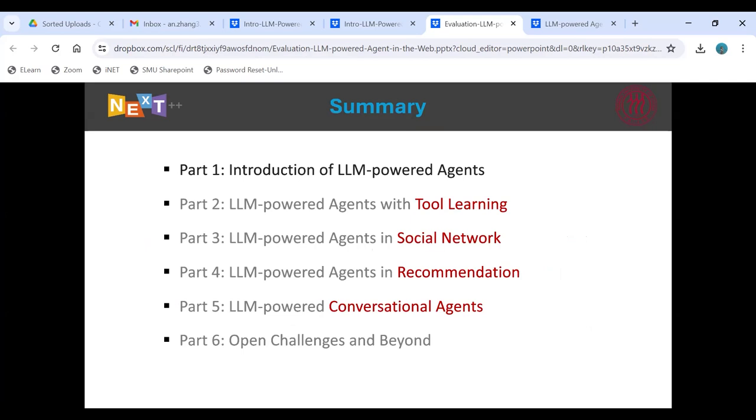So this is the summary of our tutorial. We first introduce large language model powered agents, and introduce tool learning, social network, recommendation, and conversational agents. At the end of our talk, we have challenges, trustworthiness and evaluation.